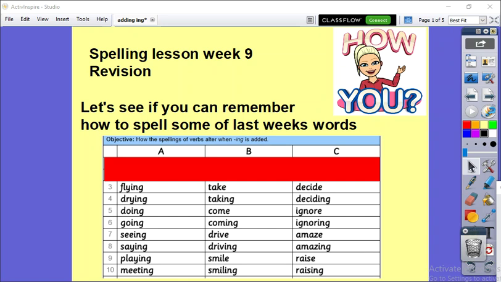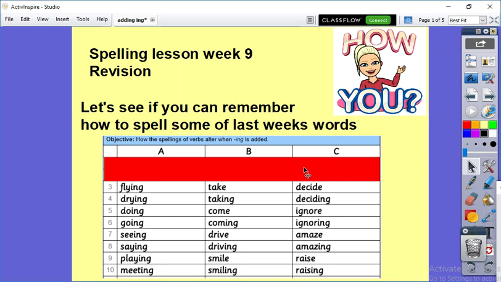To start the lesson, you need to have with you your whiteboard and your pen, and I hope you have already had a look at some of your spellings over the weekend. Okay, we're going to start with some revision. Let's see if you can remember how to spell some of last week's words.